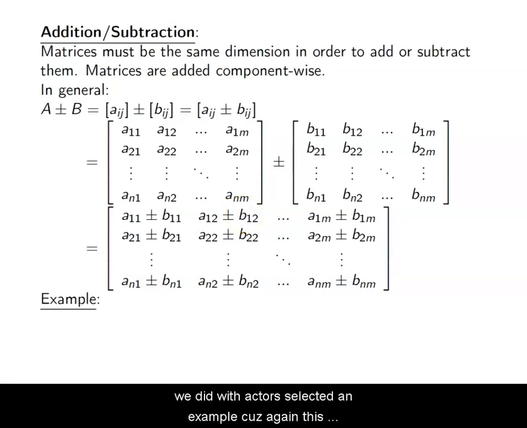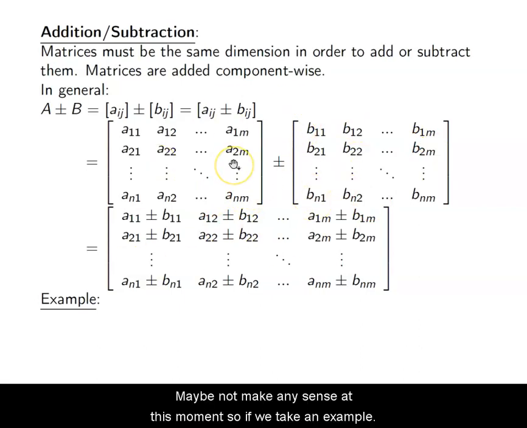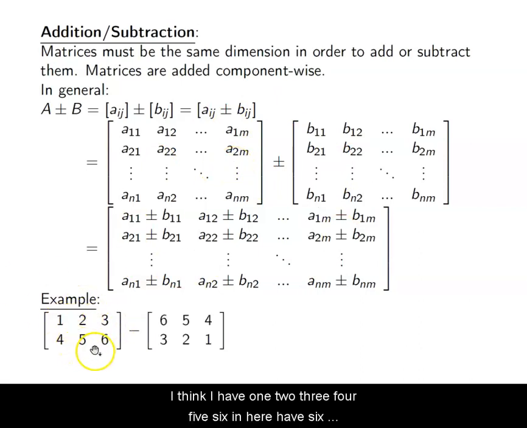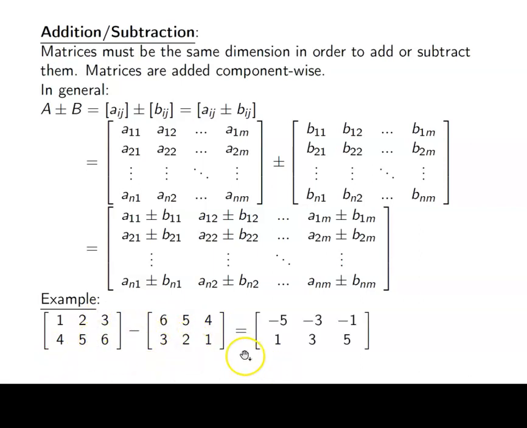Okay, so let's do an example, because again, this can be very abstract and maybe not make any sense at this moment. So if we take an example, let's say I have 1, 2, 3, 4, 5, 6, and here I have 6, 5, 4, 3, 2, 1. If I subtract these together, it's 1 minus 6, 2 minus 5, 3 minus 4, 4 minus 3, 5 minus 2, 6 minus 1, okay?